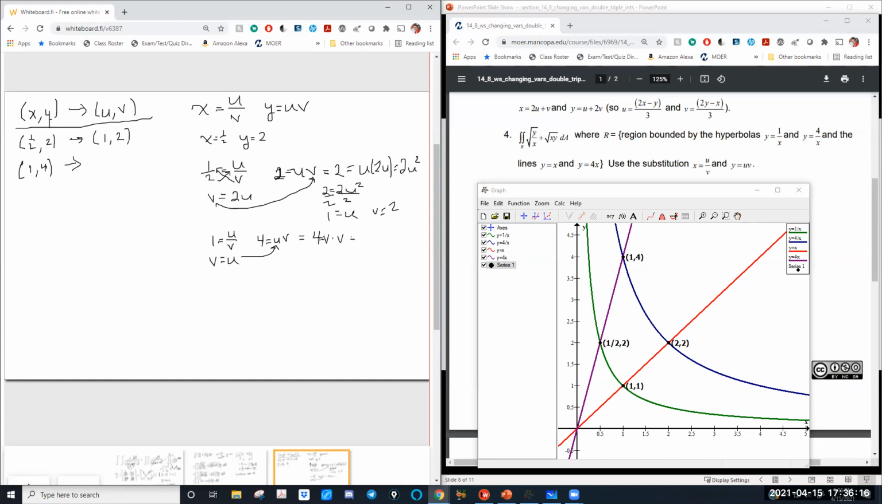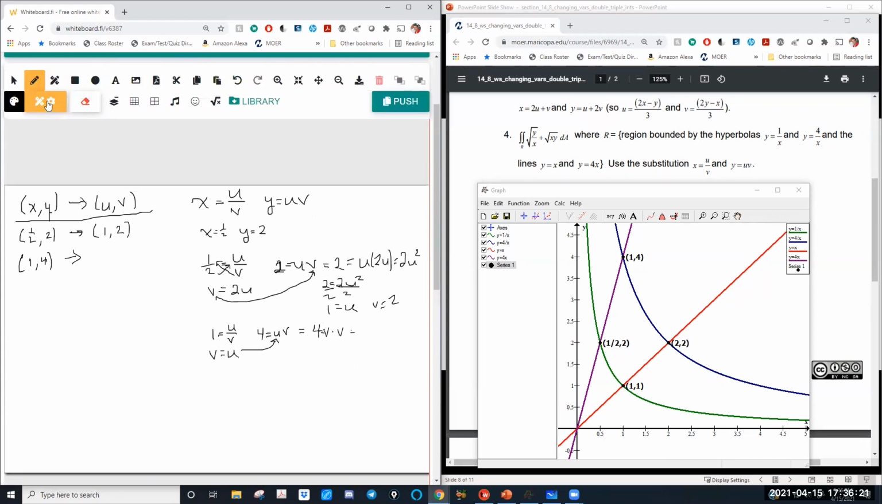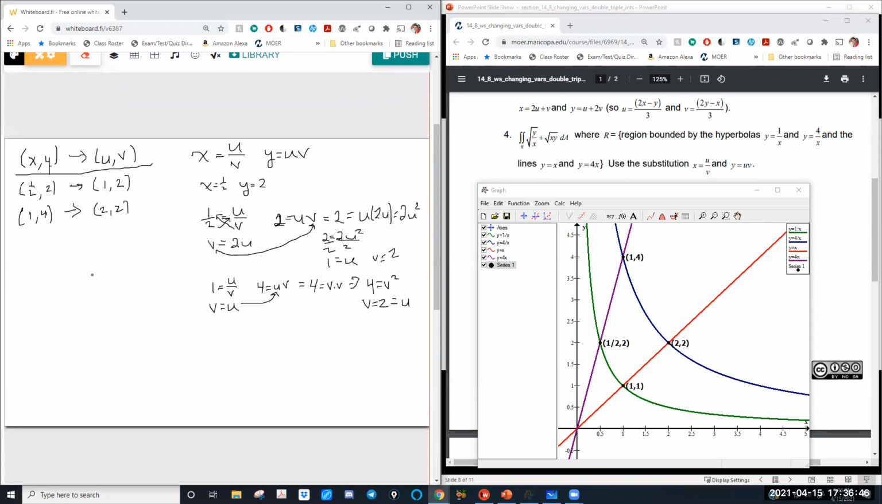Oops, I lost my equal sign. Sorry, guys. A little too quick. So 4 equals V times V, or V squared. So 4 equals V squared. That's going to give us V equals 2. And if U and V are equal, U is also going to be 2. All right. Nothing crazy going on here. I am literally just taking the points of intersection.